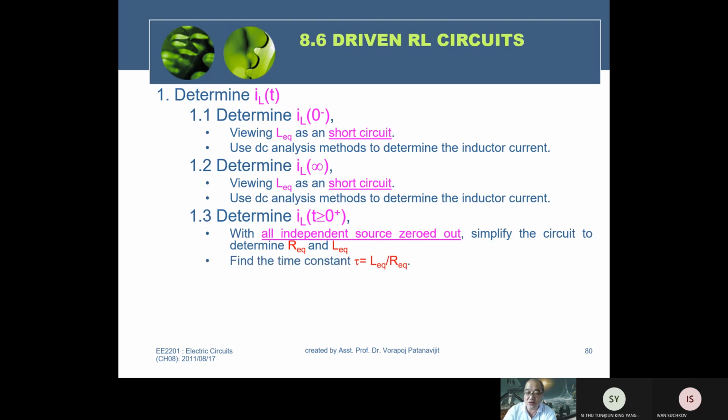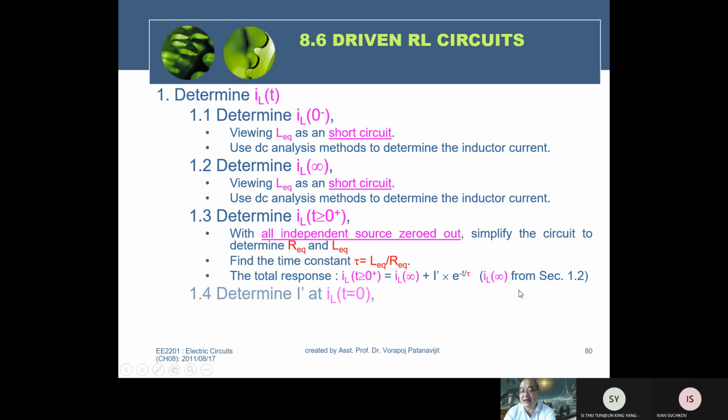After that, you get tau, the ratio between the inductor and the resistor. The total response IL for time greater than 0 equals IL at time infinity, which you determine from the second step, plus I naught multiplied by e to the power of minus t divided by tau. Tau you compute from the previous step. Tau equals L over R, the ratio of the inductor and the resistor.